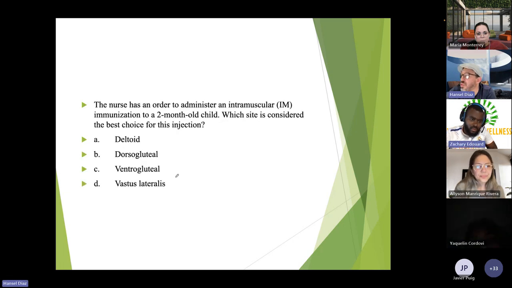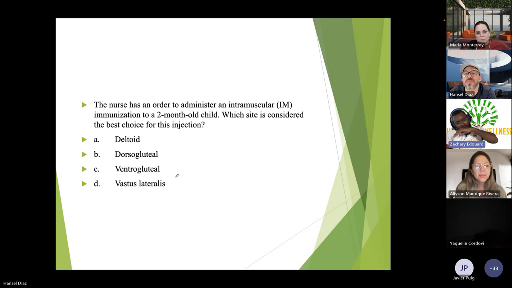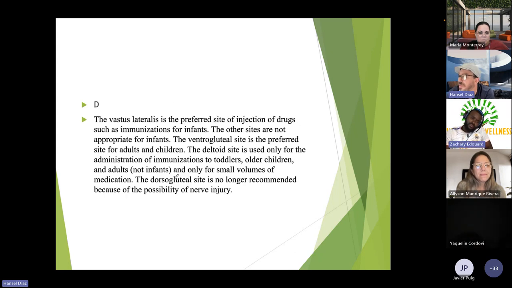The nurse has an order to administer an intramuscular immunization to a 2-month-old child. Which site is correct? D. Vastus lateralis. Remember that we said that, right? The vastus lateralis is preferred for infants under 2 years old. The other sites are not appropriate for infants. Deltoid is only for immunizations in older children, and the other ones are just not for that. The dorsogluteal site is no longer recommended because of the possibility of nerve injury.